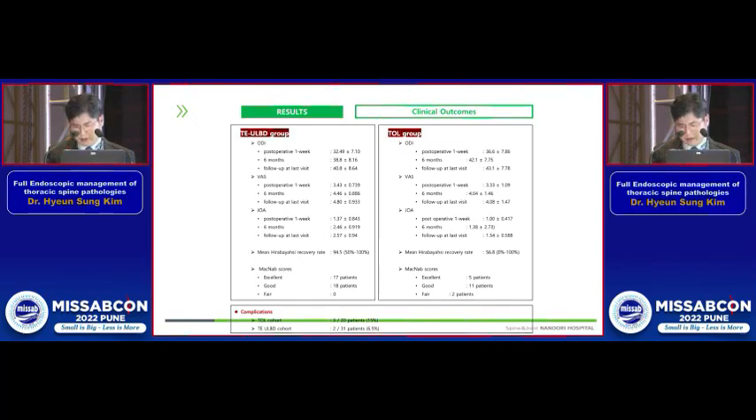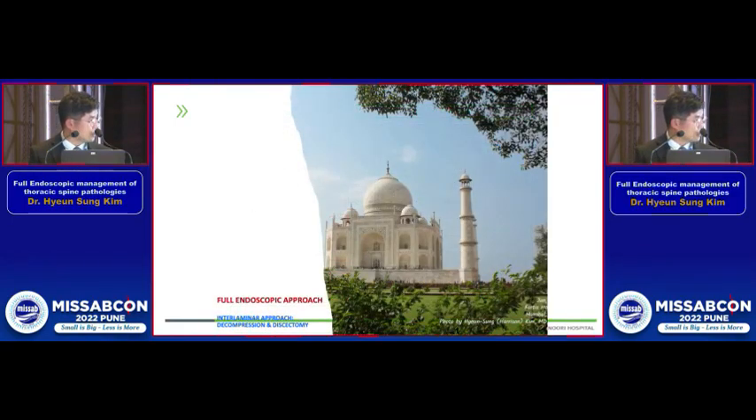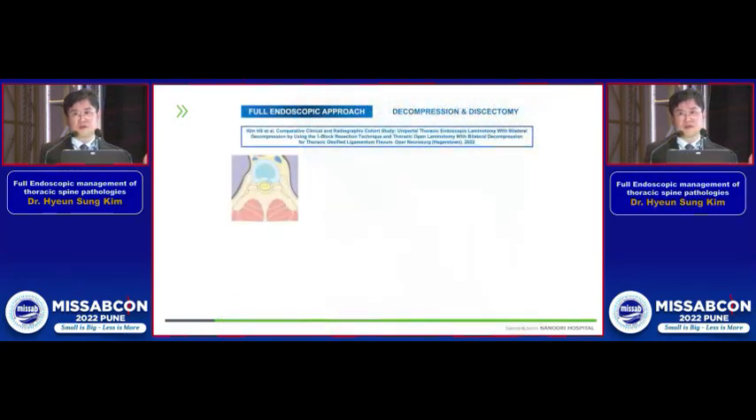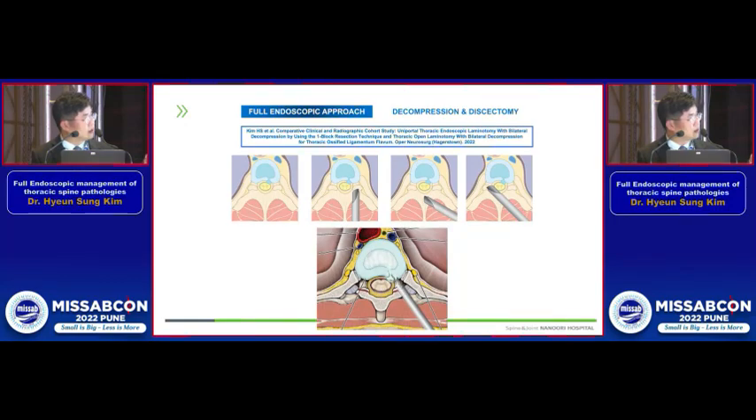And also in my paper, comparative with the open decompression of the ossified ligament problem, maybe the clinical result seems similar, but neurological recovery is more sufficient in the endoscopic decompression, and also the patient can get an excellent clinical result in endoscopic decompression cases. And also, in some of the cases, not only posterior decompression was needed, but also ventral disc pathology management together.